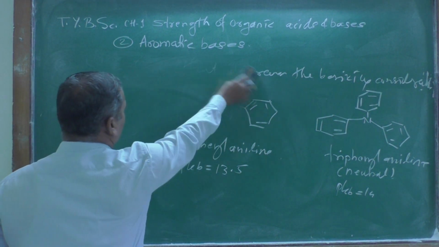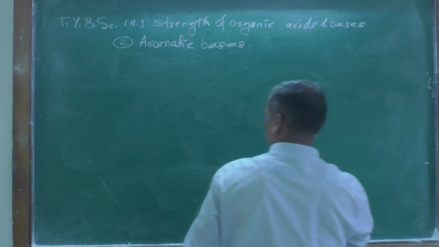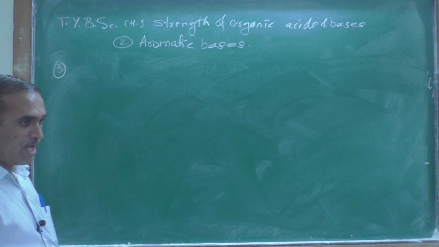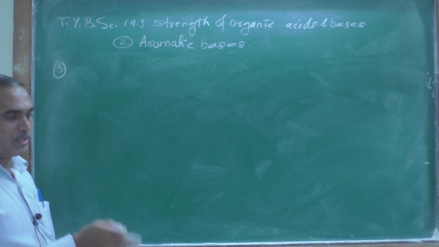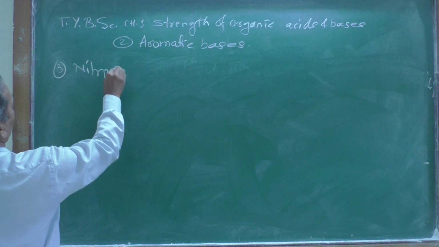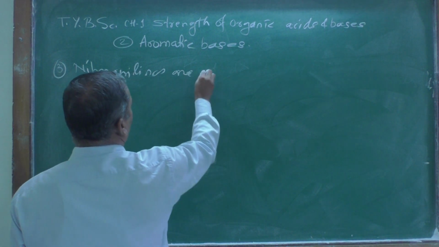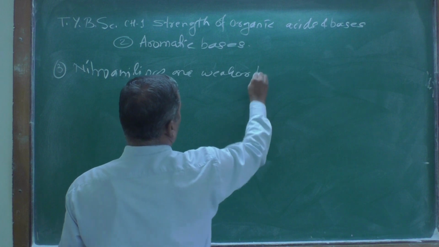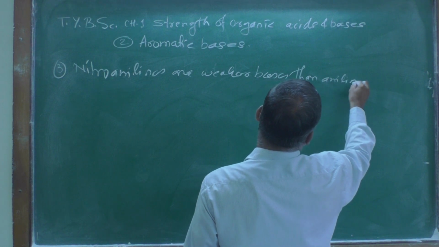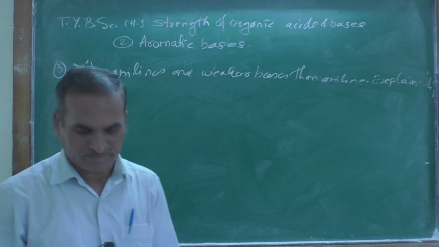Now let us look at the third application. Third application: nitroanilines are weaker bases as compared to aniline. Nitroanilines are weaker bases than aniline. Explain. How do you explain this?